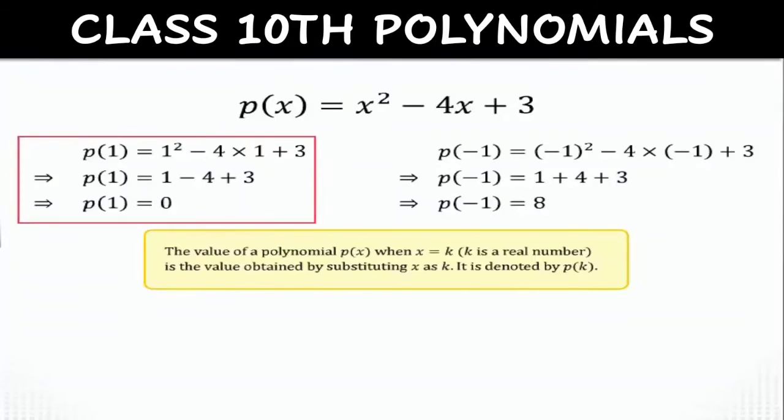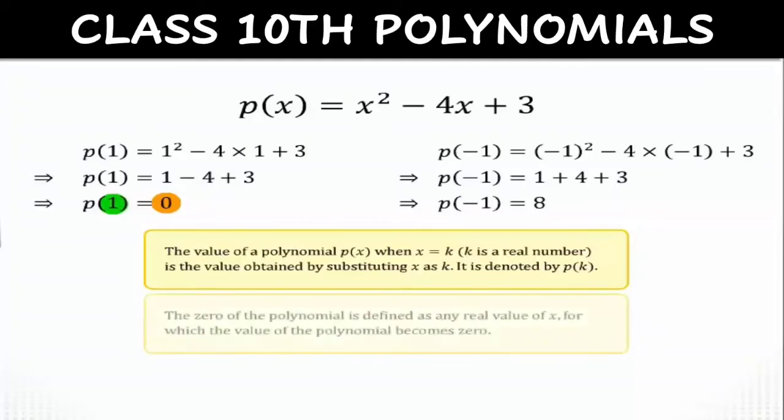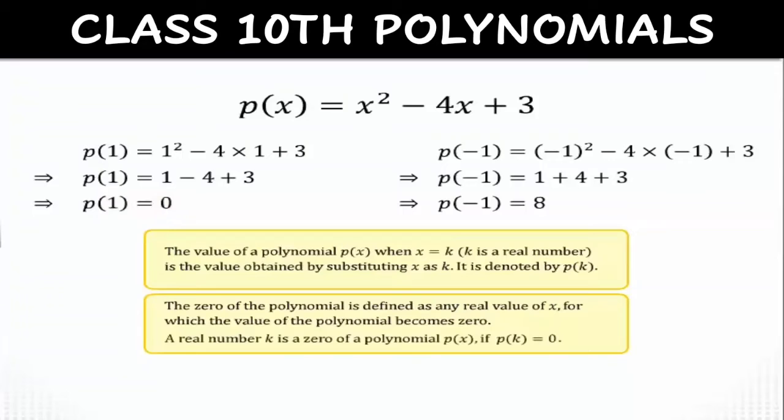Now in the first case, the value of the polynomial is 0 when the value of x is 1, and 1 is called the zero of the polynomial. The zero of the polynomial is defined as any real value of x for which the value of the polynomial becomes 0. In general, a real number k is a zero of a polynomial p of x if p of k is equal to 0.